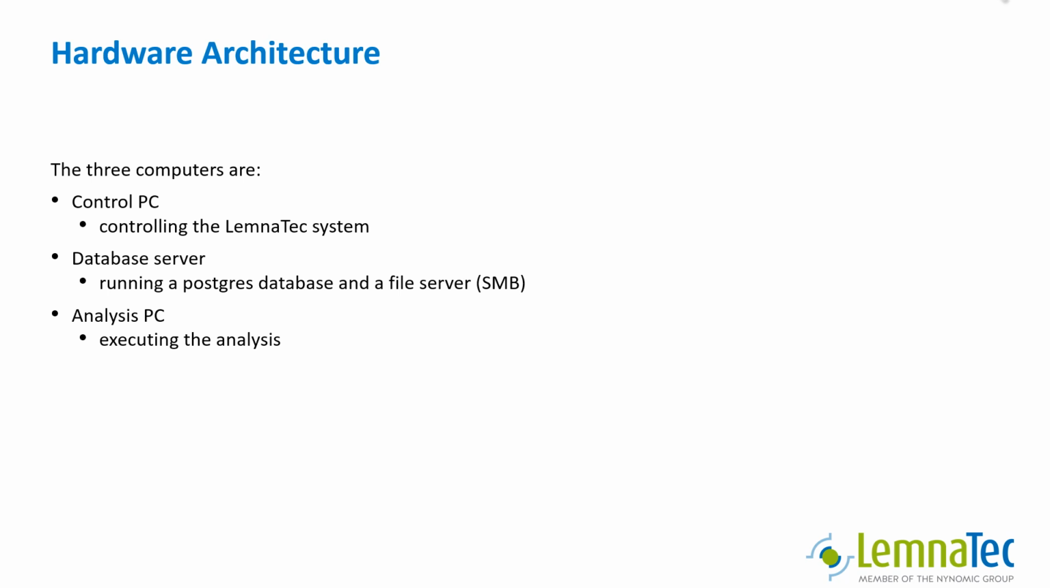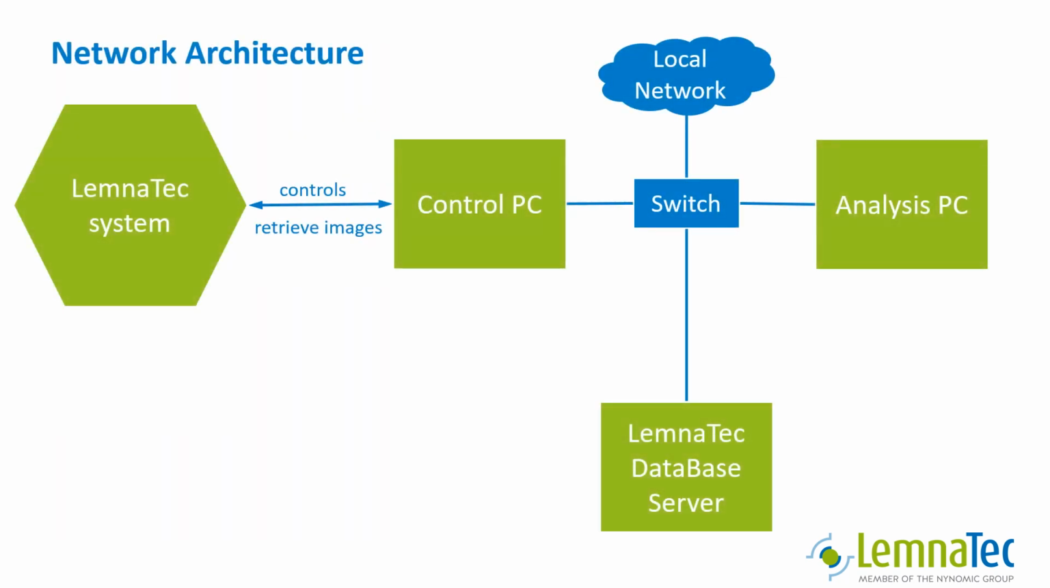Now let's have a look at the network structure. Here we have the 3 computers and the LemnaTec system. The control PC is connected to the LemnaTec system by a network cable. It is also connected to the local network using a second network interface. All 3 computers are connected to the local network, usually by a switch. The connection to the internet via the local network allows us to offer remote support if needed.